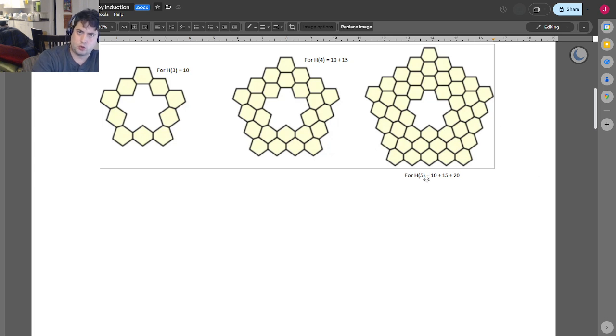And then the last one is the same, where we're adding the first one plus the second one plus 20. So after looking at the relationship, we can see that there's a multiplier of 5 that's being added with every new addition of a row.